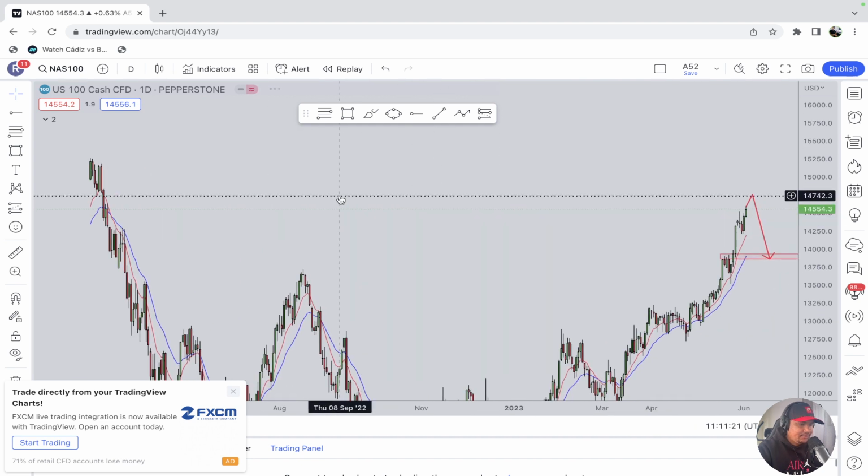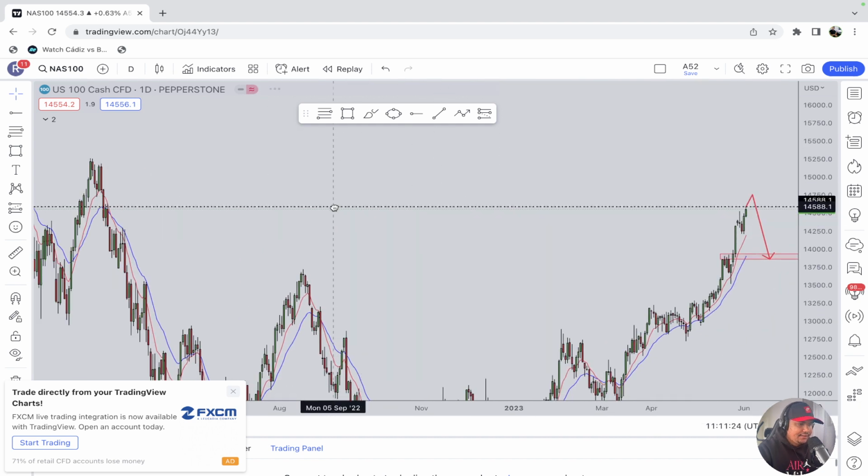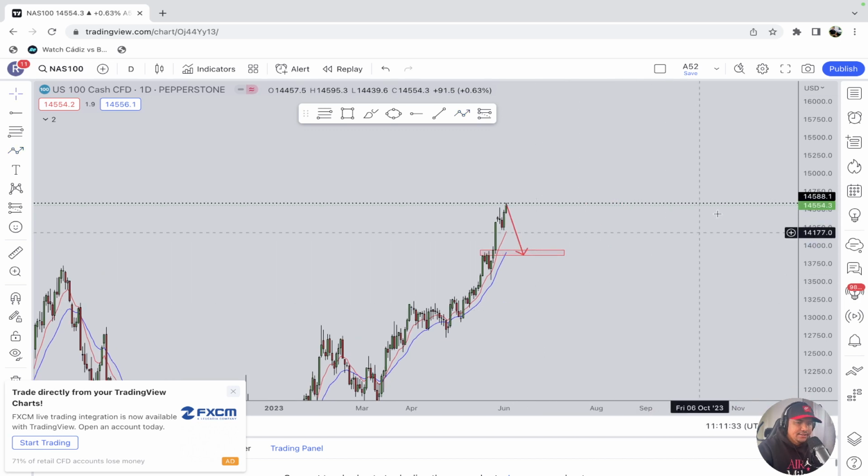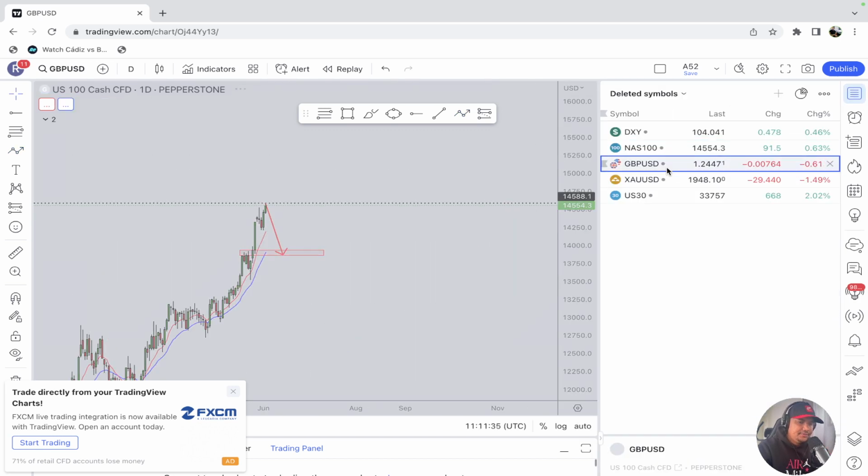In fact, I wouldn't even bet that. I would just say we can expect this U-turn in the market on Monday. So that is from a daily perspective.